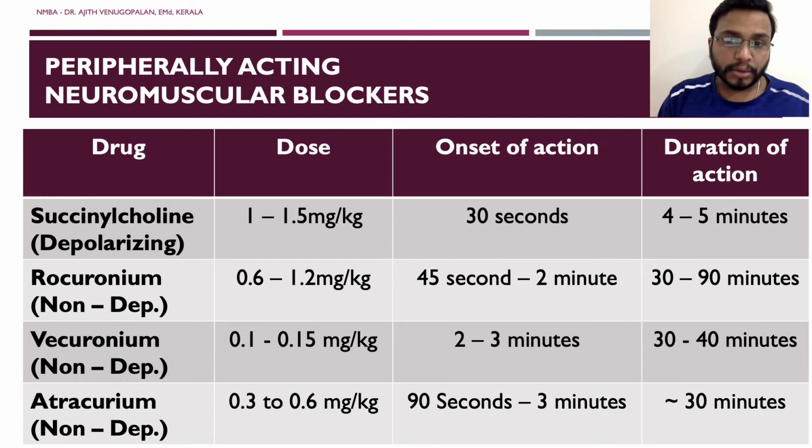When compared to the other two drugs, vecuronium and atracurium, understand the dose. For vecuronium it's 0.1 to 0.15 mg per kg. Onset is around 2 to 3 minutes. Atracurium is 0.3 to 0.6 mg per kg. Even though its onset starts by 90 seconds, vocal cord paralysis and all happens by around 2.5 to 3 minutes. So for those two, the onset of action is slower. So remember rocuronium as the drug which has a rapid onset and has a reversal agent.